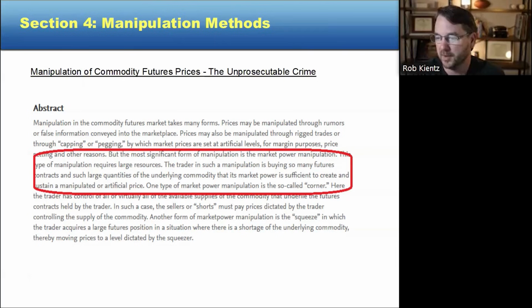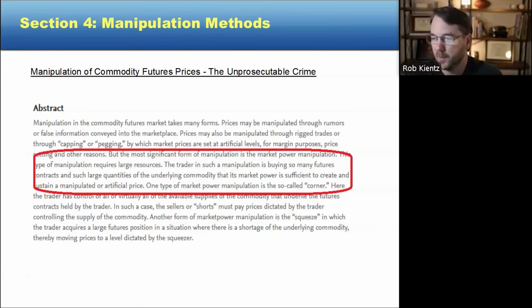Highlighted in red. But the most significant form of manipulation is the market power manipulation. This type of manipulation requires large resources. Would that maybe be the four banks that trade most of the notional derivatives in the United States market, commodities and otherwise? I wonder if that's who you could be talking about. The trader in such manipulation is buying so many futures contracts in such large quantities of the underlying commodity that its market power is sufficient to create and sustain a manipulated or artificial price.